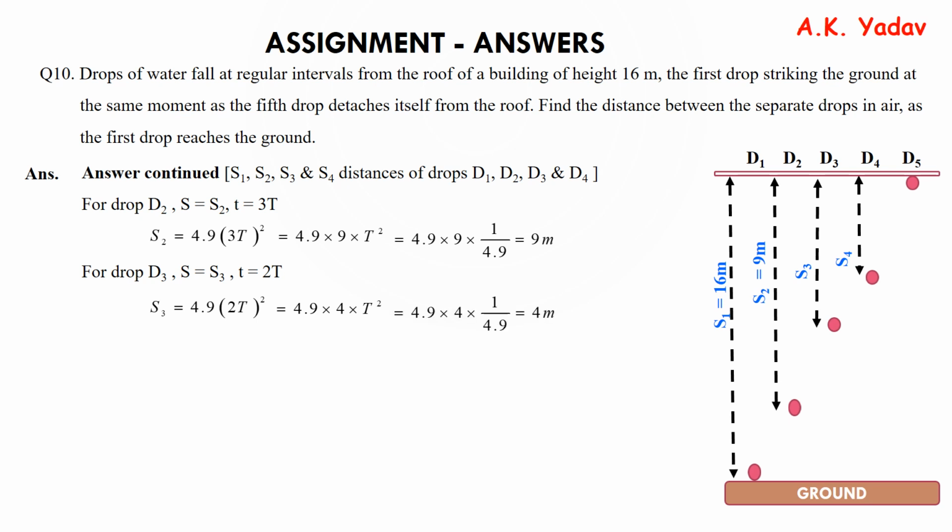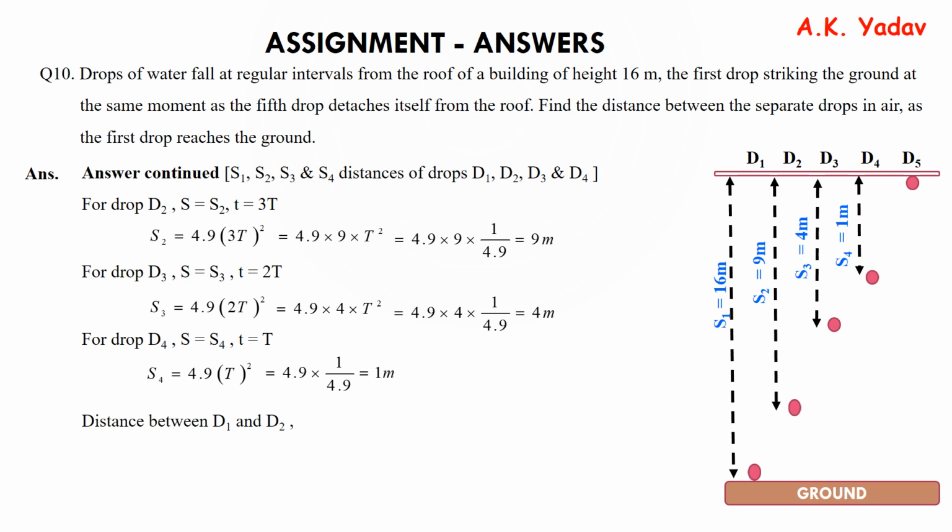So the distance between d1 and d2 is 16 minus 9, that is 7 meter. Then the distance between d2 and d3 is 9 minus 4, that is 5 meter. And the distance between d3 and d4 is 4 minus 1, that is 3 meter.